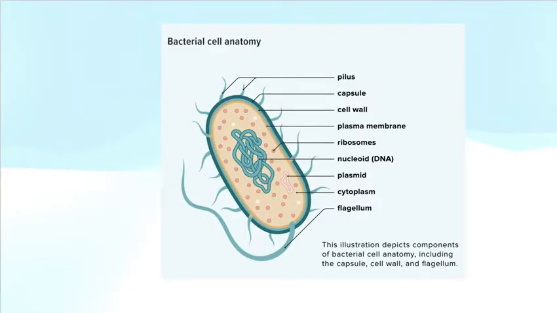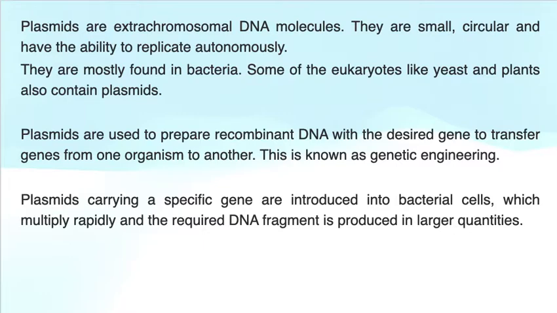Let's have a look. This is the bacterial cell anatomy. The body is surrounded by small hair-like appendages called pili. You can see a small projection surrounded by the body, and you can see a capsule, and then the cell wall, plasma membrane, ribosomes, the thread-like, coiled single strand DNA called nucleoid in the bacterial cell, extrachromosomal circular DNA, which is called plasmid, cytoplasm, and a long hair-like appendage called a flagellum. In plural, it's flagella. This illustration depicts components of a bacterial cell anatomy, including, as you see, the capsule, cell wall, and flagellum.